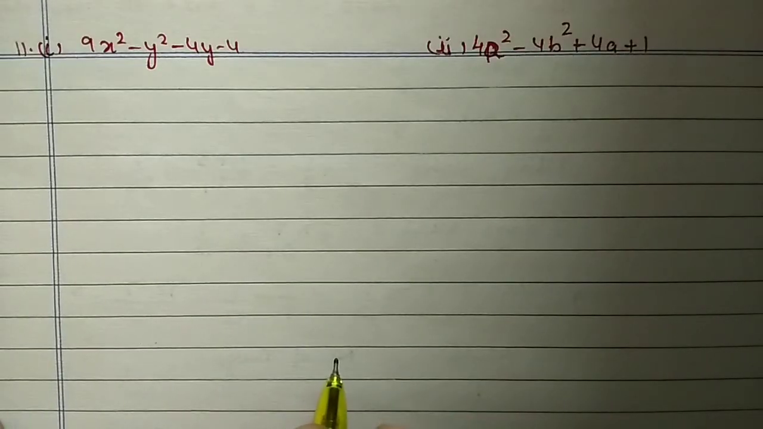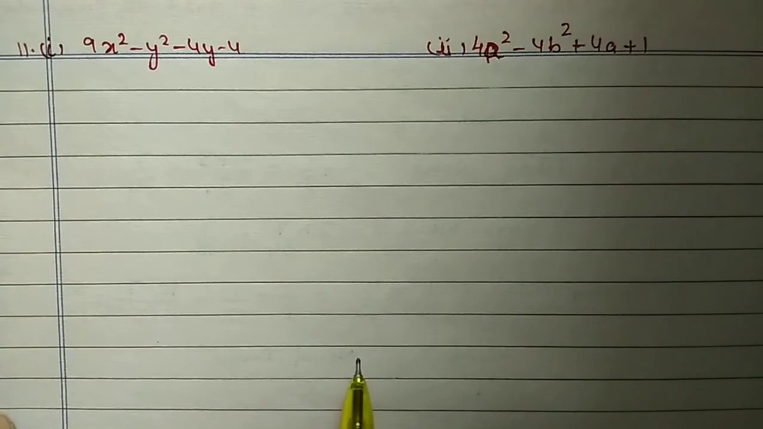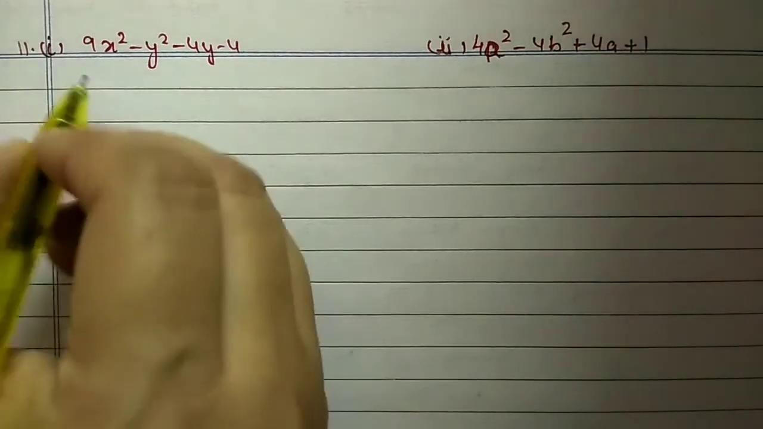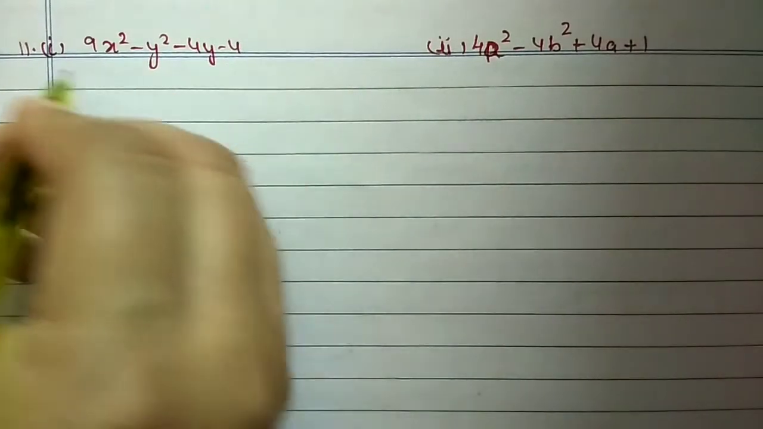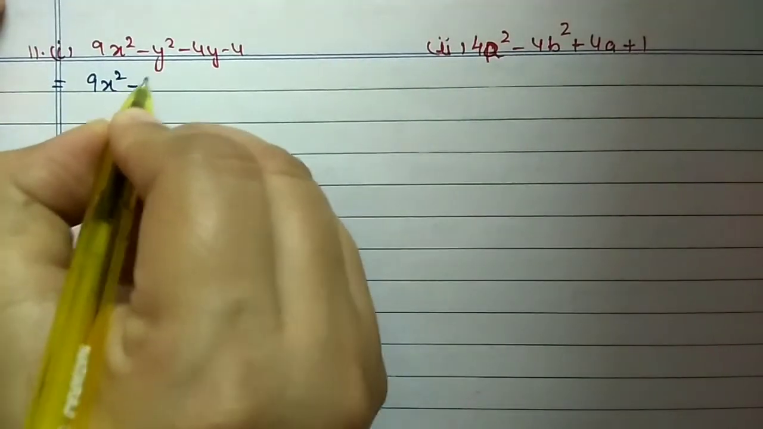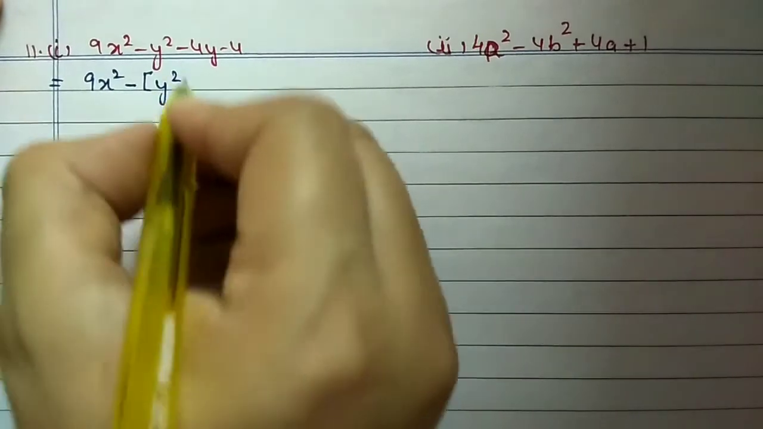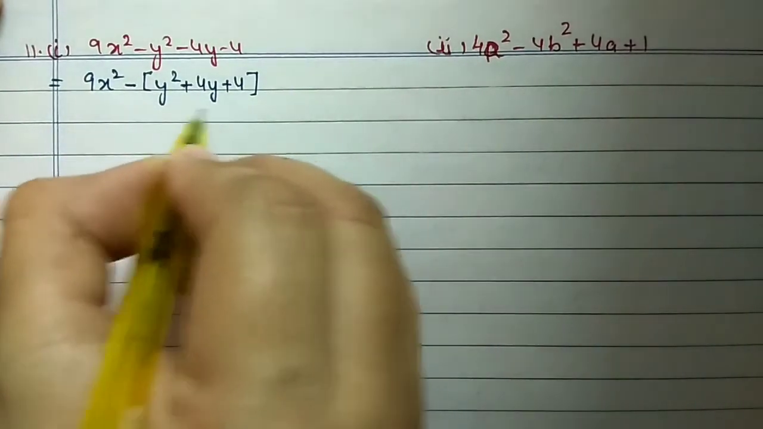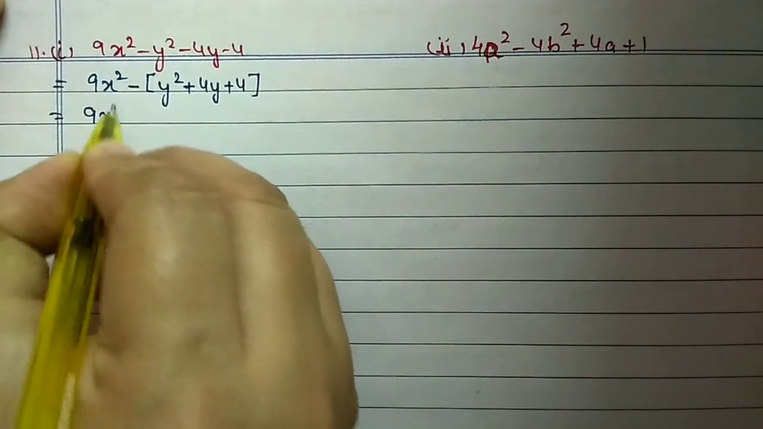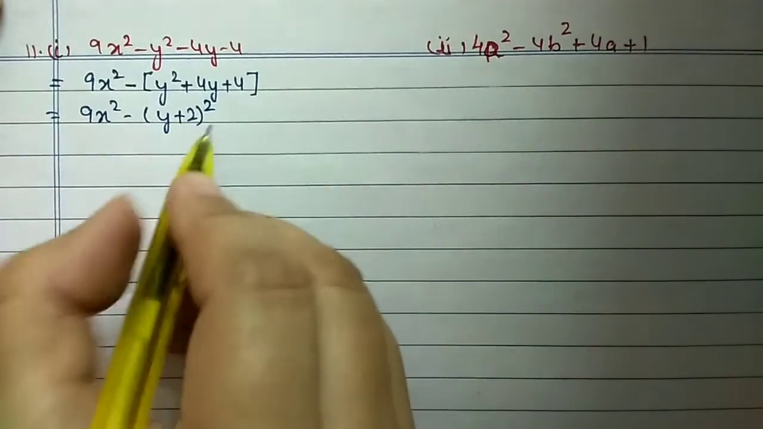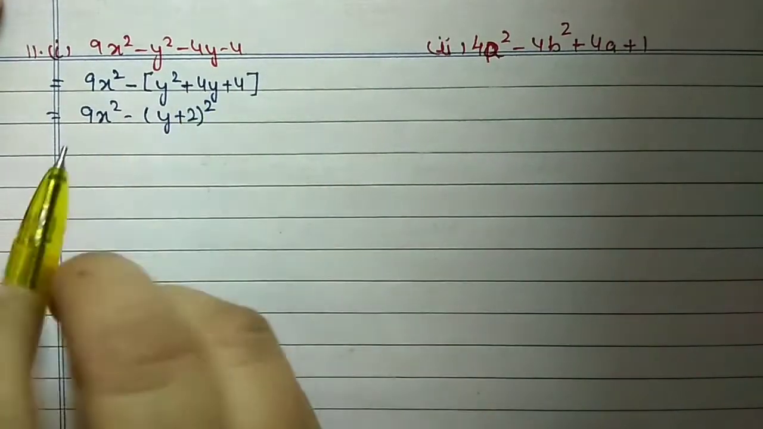Next question number 11 first part, 9x square minus y square minus 4y minus 4. So this also we have to do with the same trick. These last three we will take together. So we have 9x square. If you take minus as common, then y square plus 4y plus 4. And this you can write as y plus 2 whole square. Y plus 2 whole square, if you expand, then you will get this one.